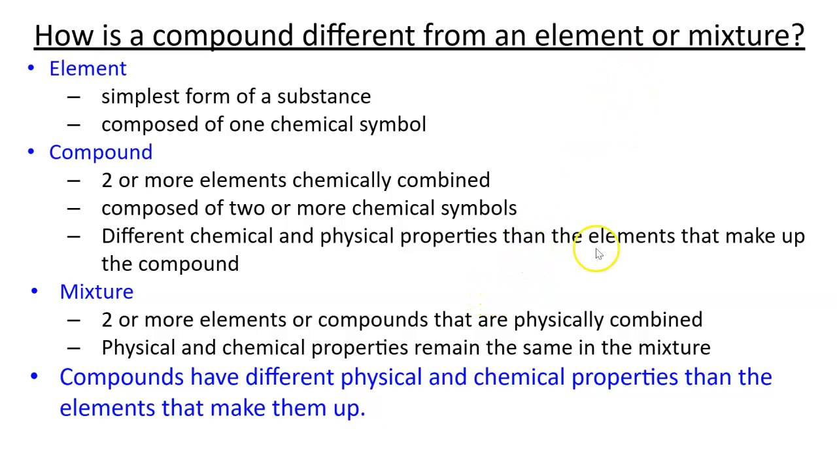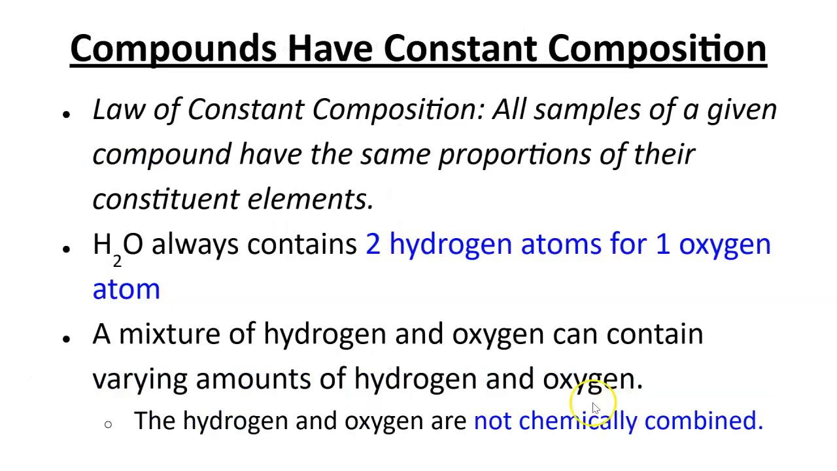Kind of the takeaway message here is that compounds are going to have different physical and chemical properties than the elements that make them up. So for example, water, H2O, is going to always be two hydrogen atoms chemically bonded to one oxygen atom. If I have a mixture of hydrogen and oxygen, that's going to have very different properties. Water is wet, water is not flammable, water is a liquid. Hydrogen gas, H2, and oxygen gas, O2, those are flammable gases, they're both gases, so they have very different properties.